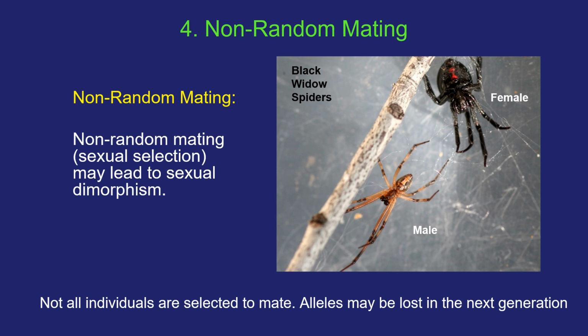Alleles that hurt your chance of mating are going to be selected against, and they might disappear over time. Also remember that sexual selection leads to sexual dimorphism quite often, and that means that the males and females look different, as you can see with this example here, black widow spiders.